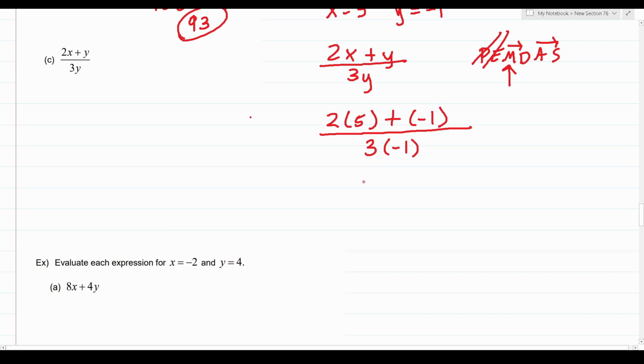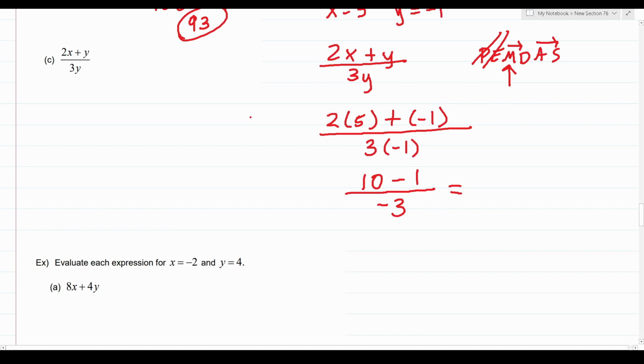2 times 5 is 10. And this plus negative 1 is the same thing as minus 1. So we'll just rewrite that. 3 times negative 1, that's positive 3 times negative 1. A positive times a negative is a negative. 3 times negative 1 is negative 3. All right. Let's go ahead and try to reduce this fraction. Again, we're not going to treat this fraction as division. I know if you watch some of my videos, I say fractions are considered division. Not in this case. We're going to reduce our fractions.